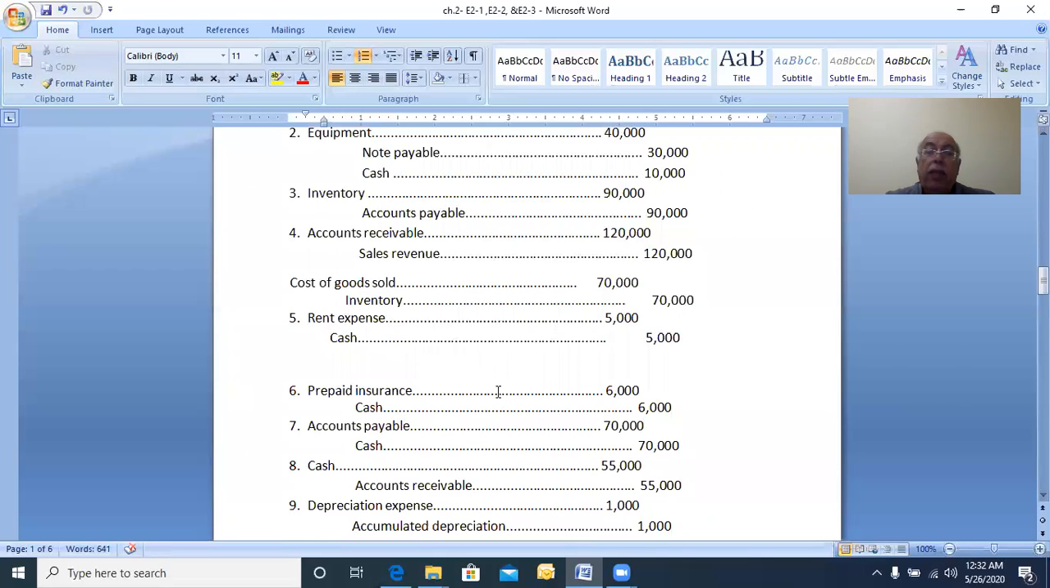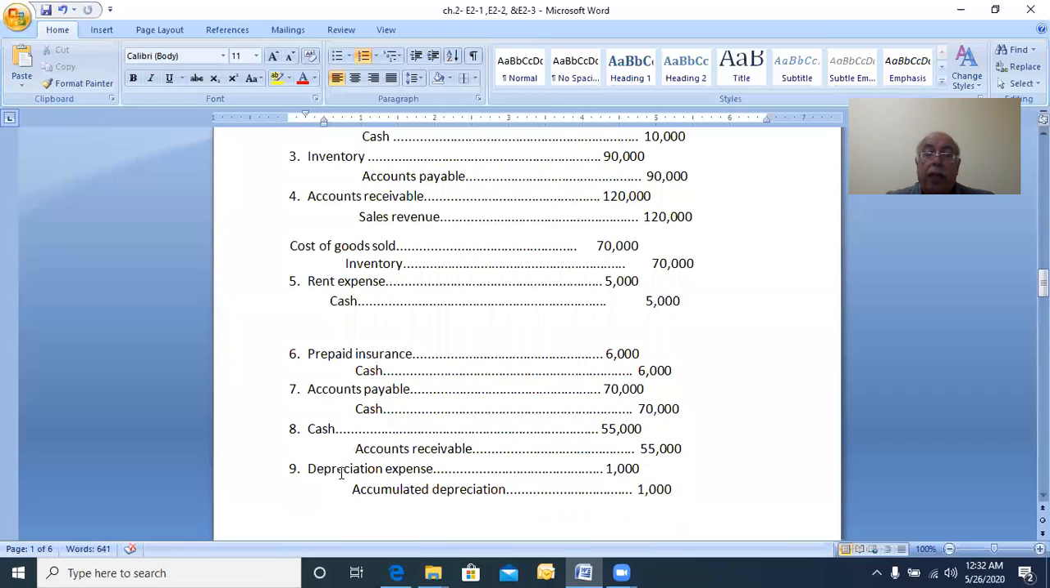At the same time, we purchased an insurance policy, but we didn't get any benefits from it yet. The prepaid insurance will be a current asset, as a debit, and the credit will be cash in this amount here. And number 7 is accounts payable, because we paid some of the balance owed to a supplier, the 70,000, and cash will be credited, decreased by the amount paid to our suppliers.